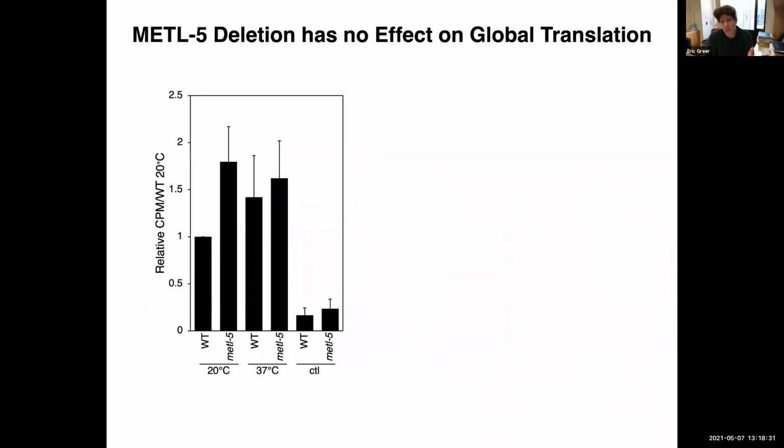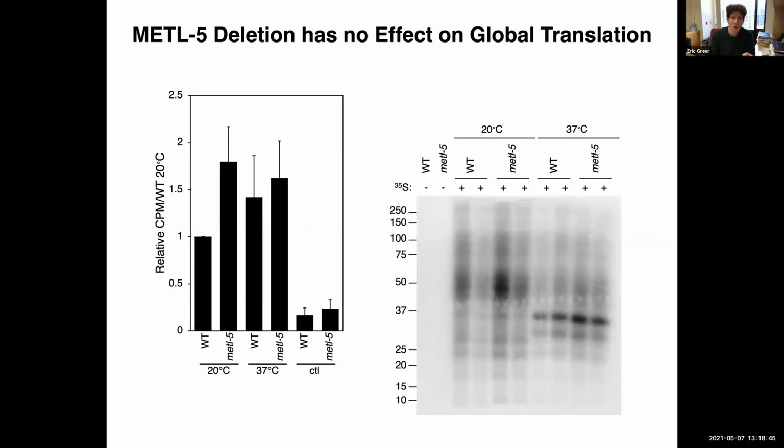So we performed S35 methionine labeling experiments where we fed wild type or METL5 mutant worms radioactive methionine, and we either left them unstressed or stressed them. And then we measured either by scintillation counting or by running out on a gel to see if there was any change in the amount or specific proteins which were being produced.